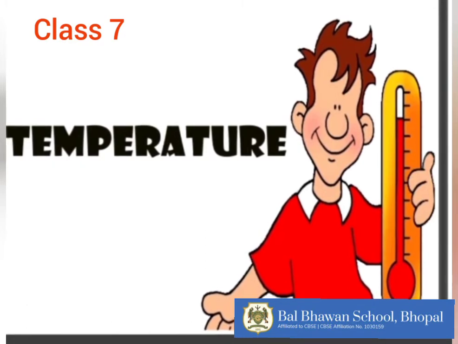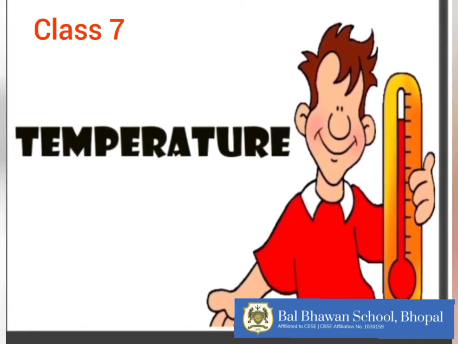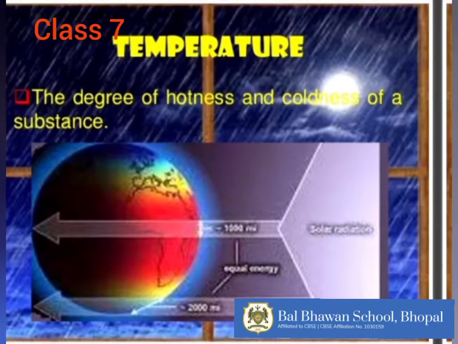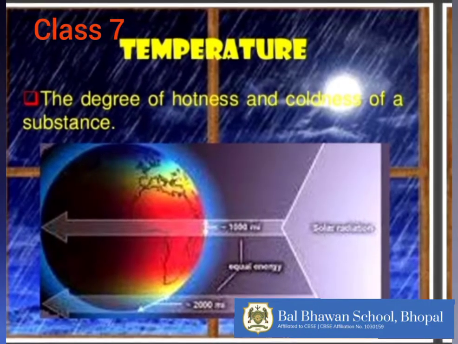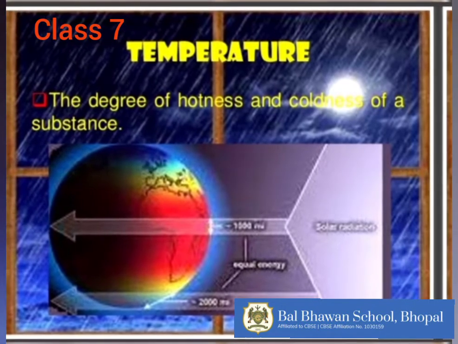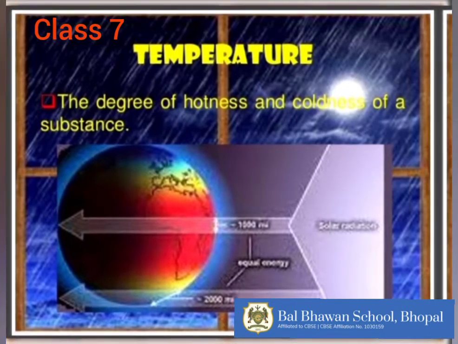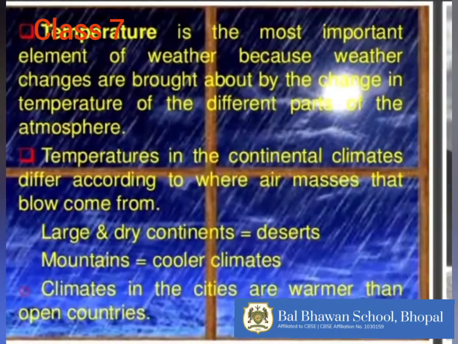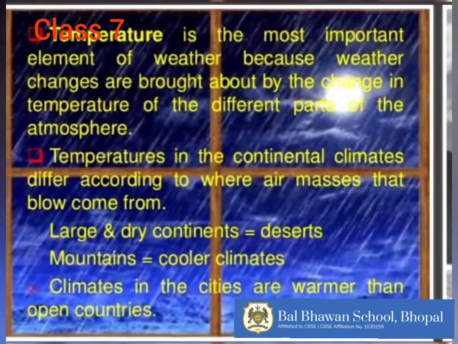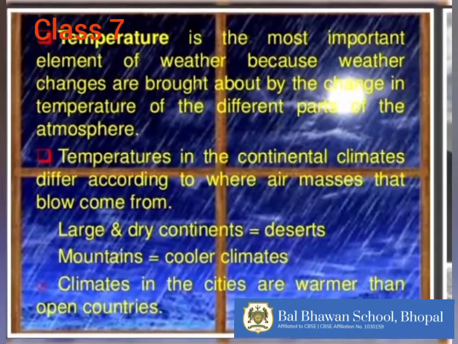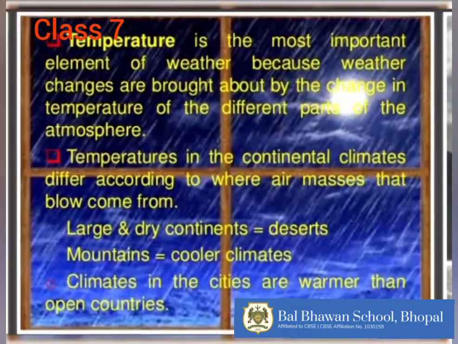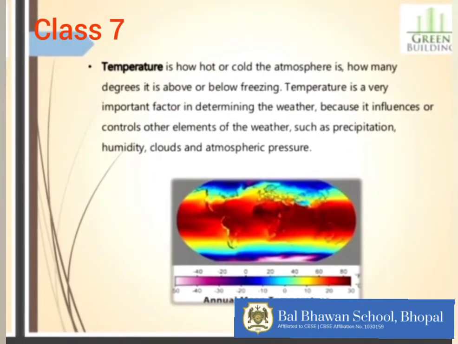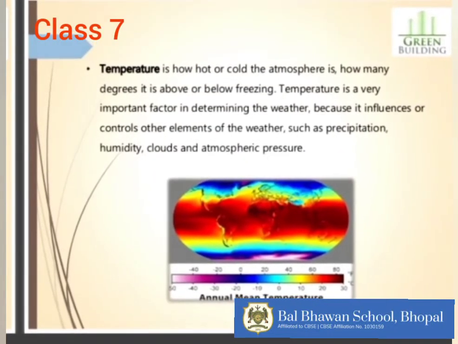An important factor that influences the temperature or the distribution of temperature is insolation. It is the incoming solar energy intercepted by the earth. The amount of insolation decreases from the equator towards the poles, and in the same way temperature decreases. So temperature is how hot or cold the atmosphere is, how many degrees it is changing.